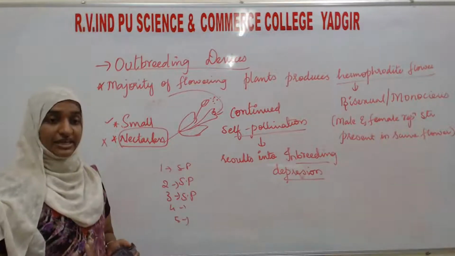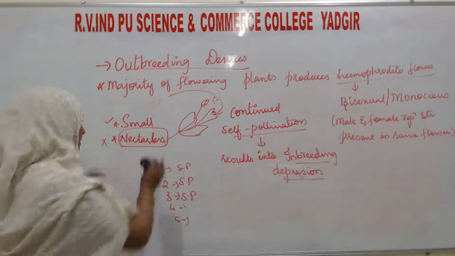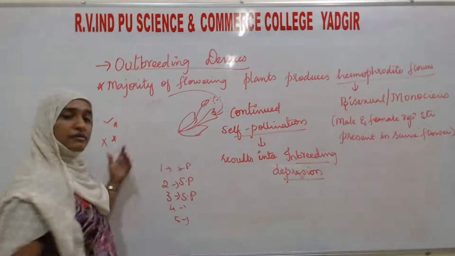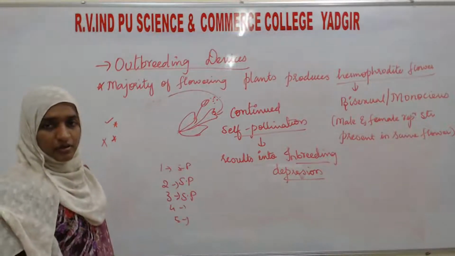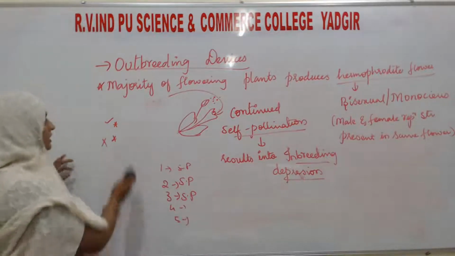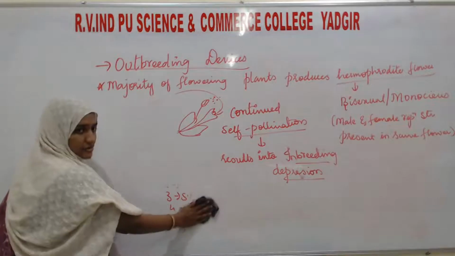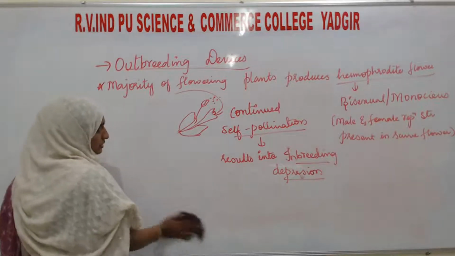It will change the characters also. The small character will become larger one and nectarless will become rich in nectar. So we have to encourage the cross pollination. So what are the devices to encourage the cross pollination?